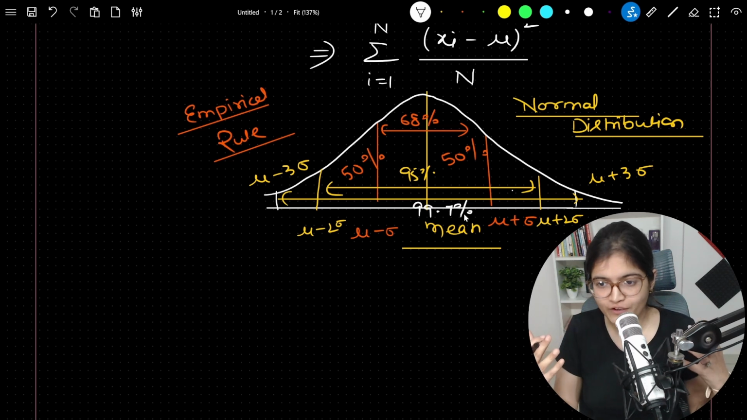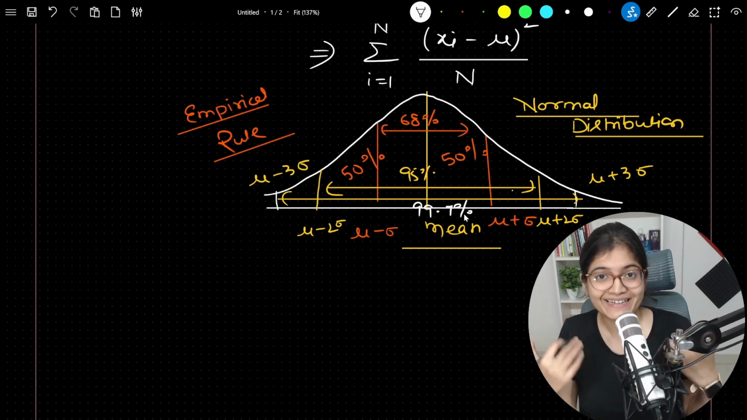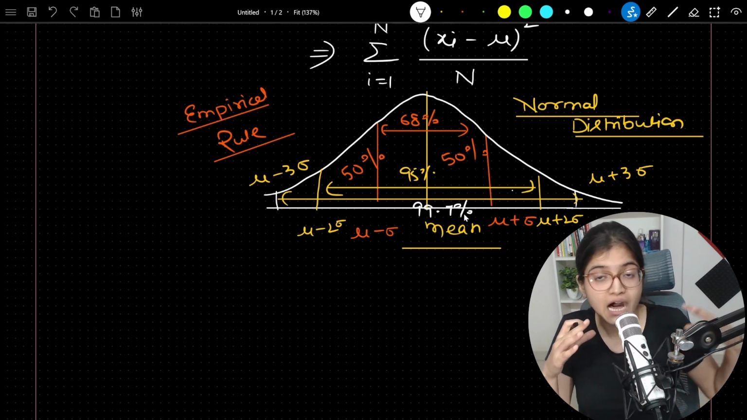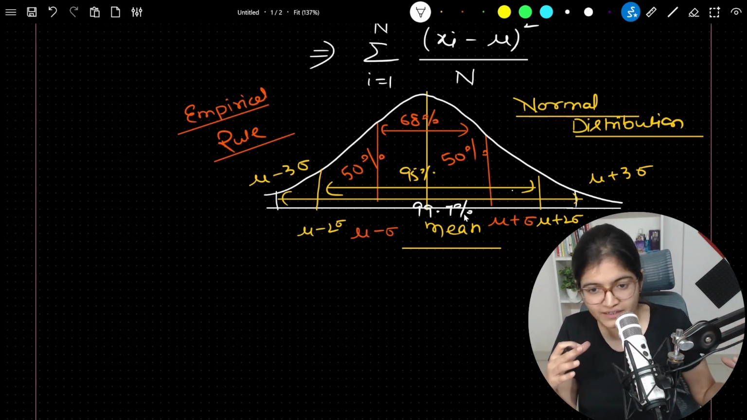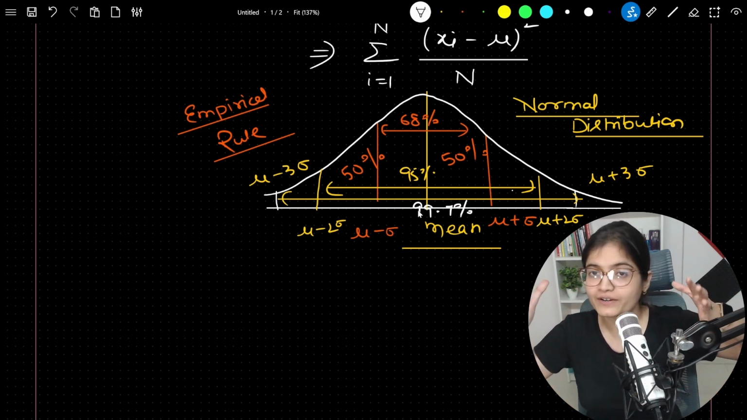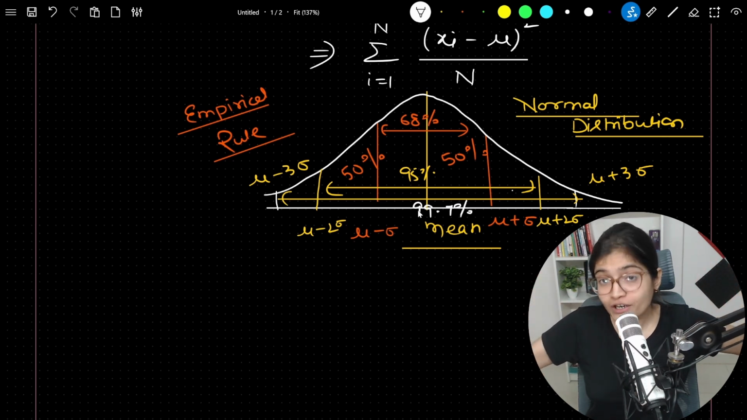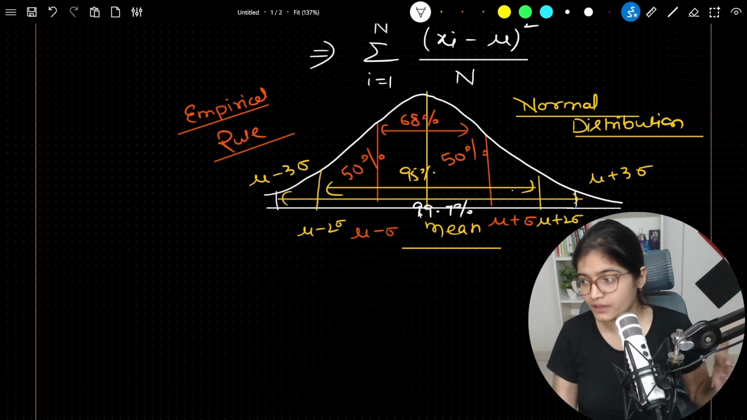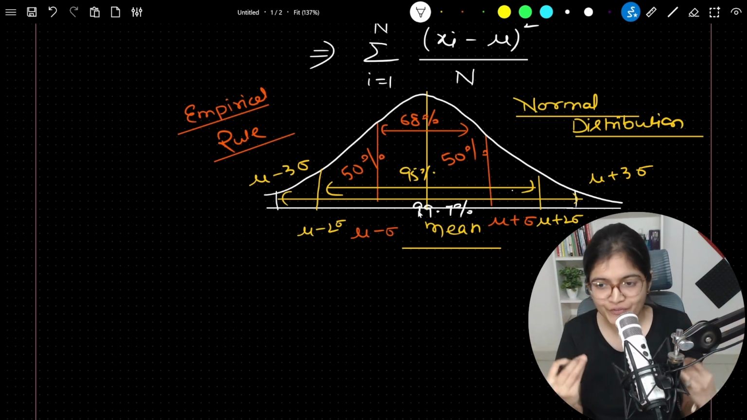So this is one of the ways via which we can detect outliers. How? It is usually pre-assumed that any data which lies outside the range of mu minus 3 sigma to mu plus 3 sigma is suspect, because you can clearly understand that 99.7% of data already lies within this range. So if your data lies beyond mu minus 3 sigma to mu plus 3 sigma, the probability of it being an outlier is quite high.